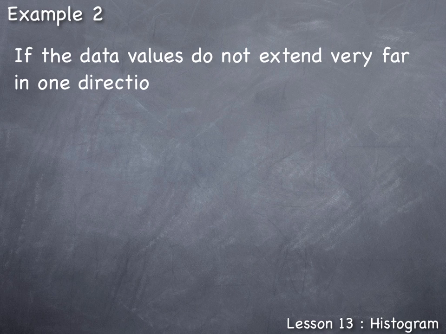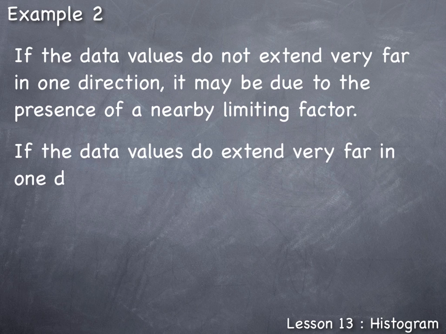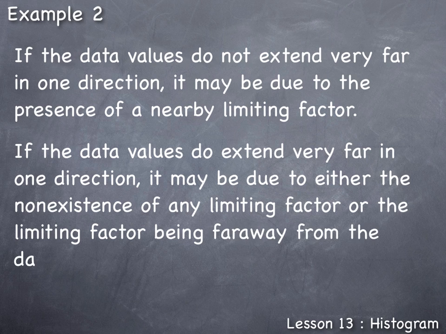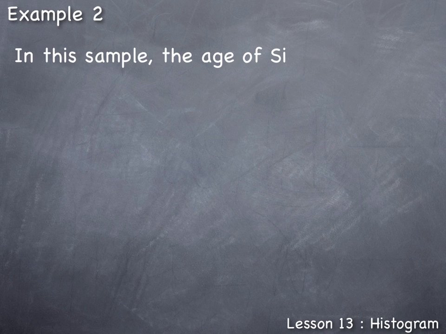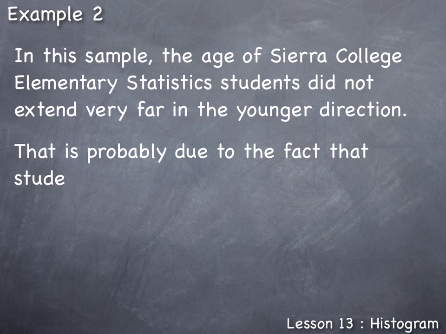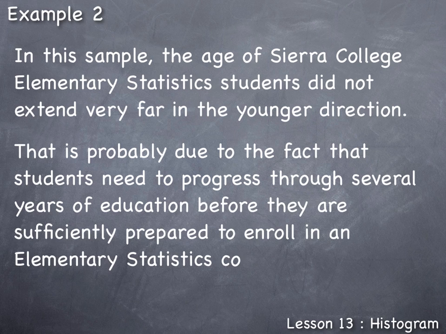If the data values do not extend very far in one direction, it may be due to the presence of a nearby limiting factor. If the data values do extend very far in one direction, it may be due to either the non-existence of any limiting factor or the limiting factor being far away from the data. In this sample, the age of Sierra College elementary statistics students did not extend very far in the younger direction. That is probably due to the fact that students need to progress through several years of education before they are sufficiently prepared to enroll in an elementary statistics course at Sierra College.